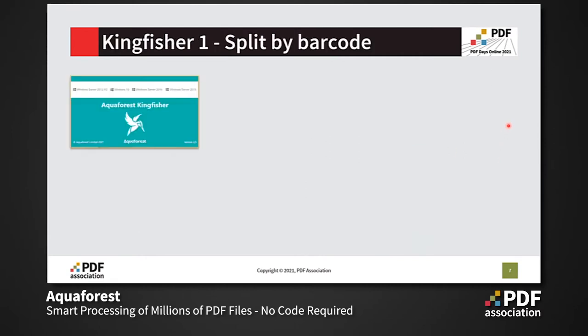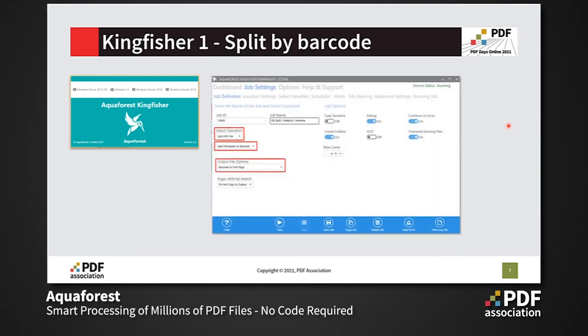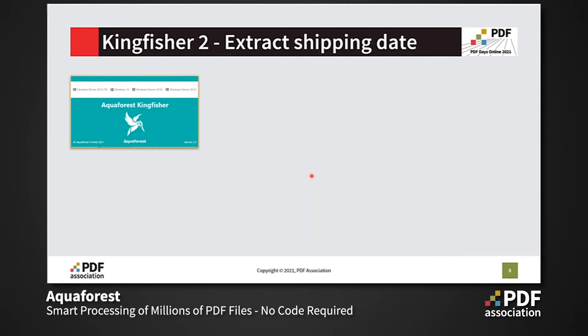We use Kingfisher. Kingfisher is an end user product of Aquaforest, which does all these things for us in four steps. Now here we're at step one, which is basically we're splitting this file by barcode. So all the user needs to do is select that split PDF file by barcode option and define where it expects the barcode. That's all done in a matter of minutes.